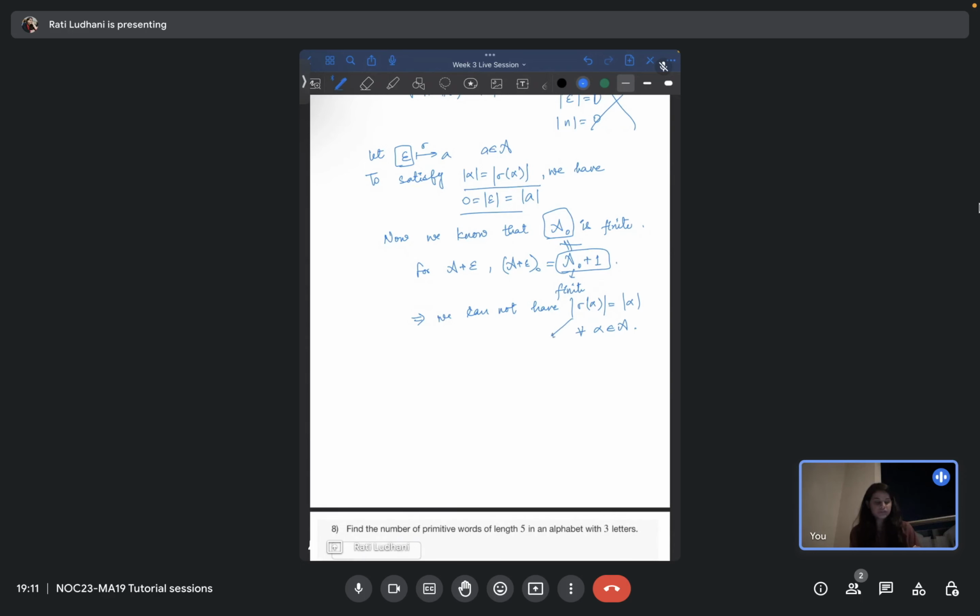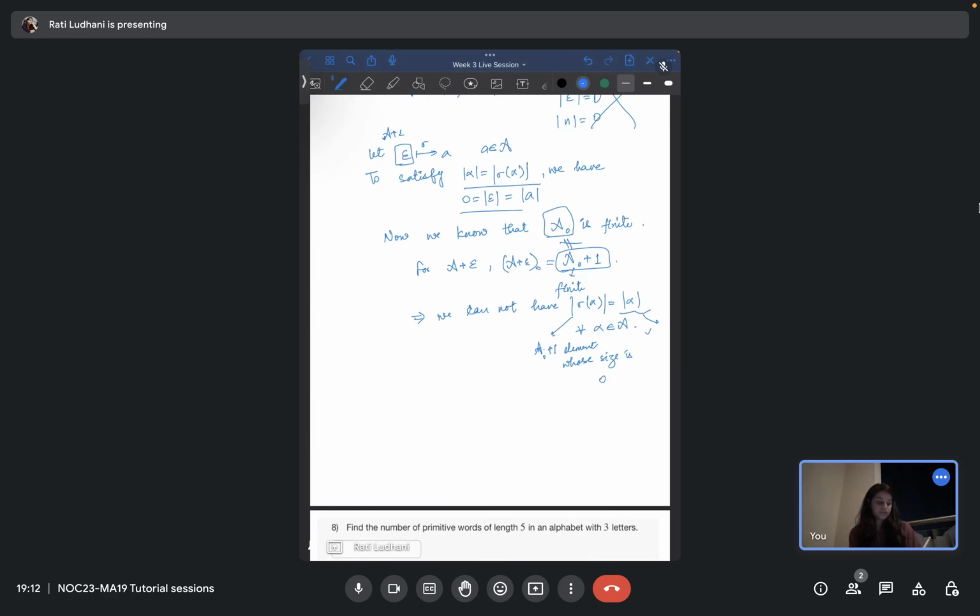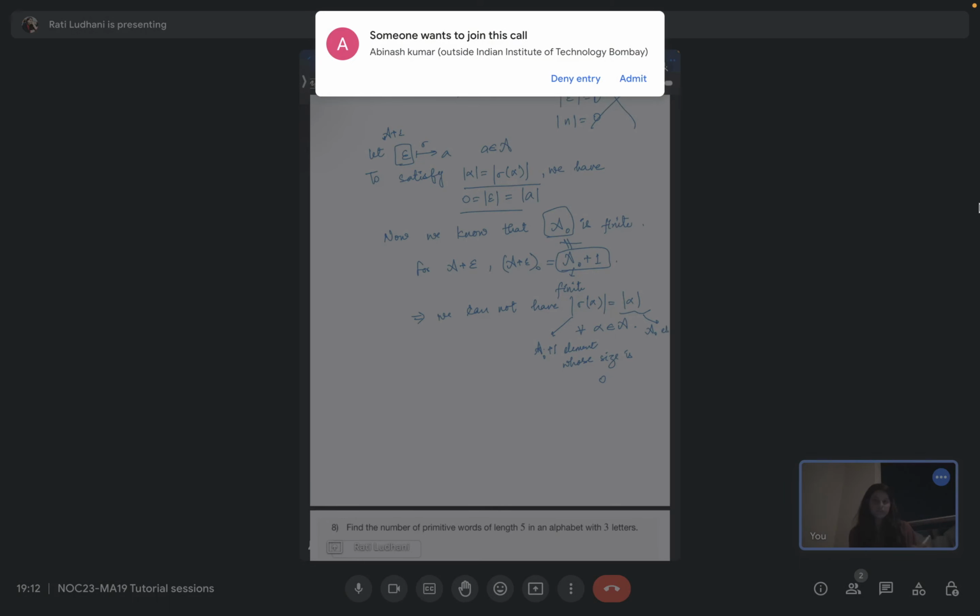So you have here for size 0, I started with A plus epsilon, so here you have A0 plus 1 elements whose size is 0, and you have A0 elements of size 0.